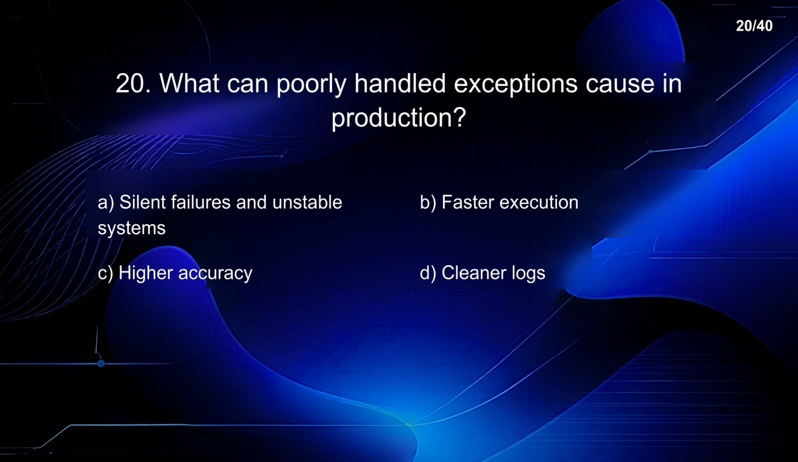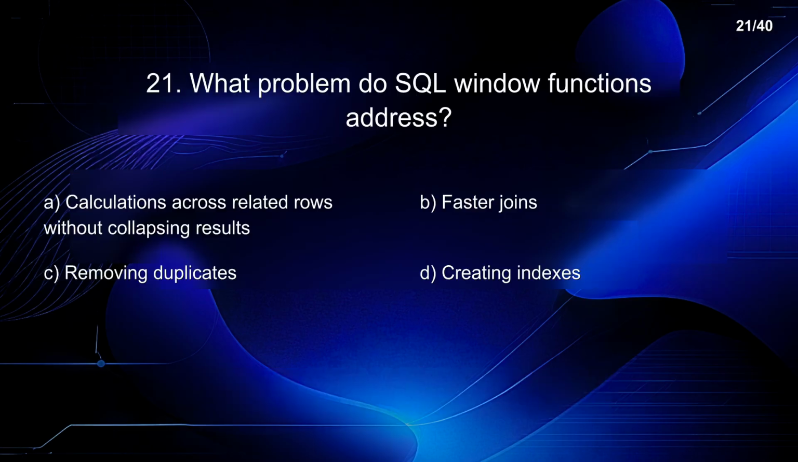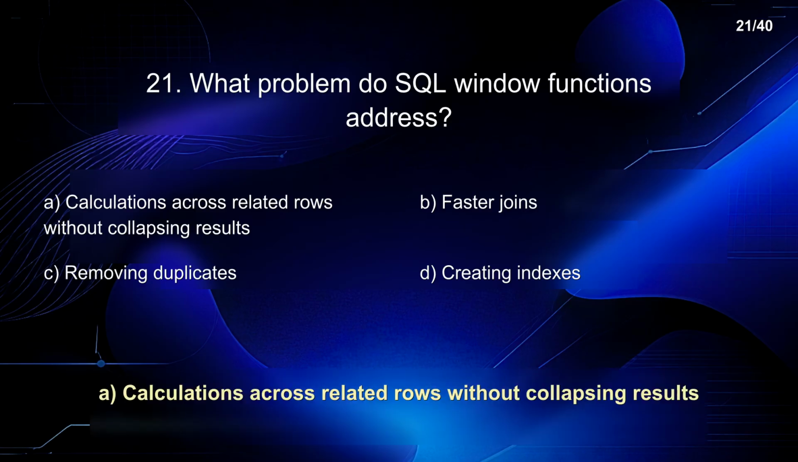Correct answer is A. Silent failures and unstable systems. 21st question. What problem do SQL window functions address? A. Calculations across related rows without collapsing results. B. Faster joins. C. Removing duplicates. D. Creating indexes. Correct answer is A. Calculations across related rows without collapsing results.